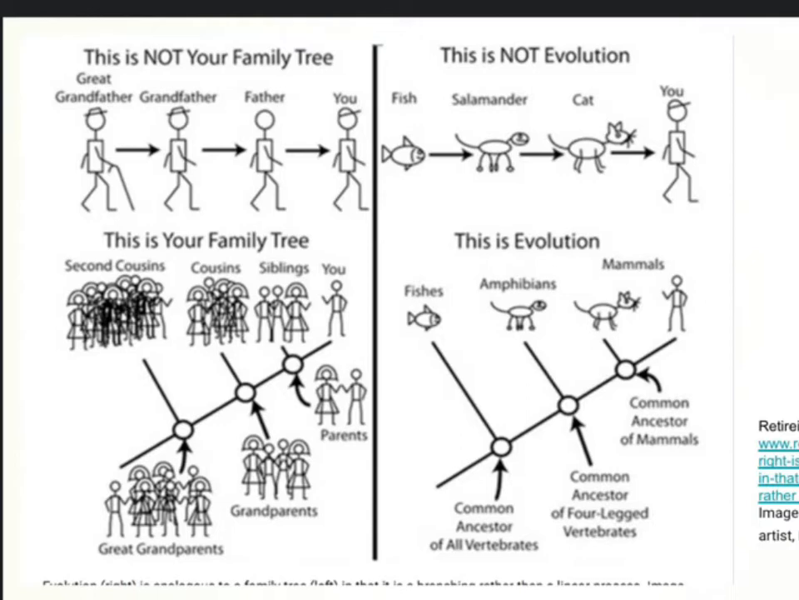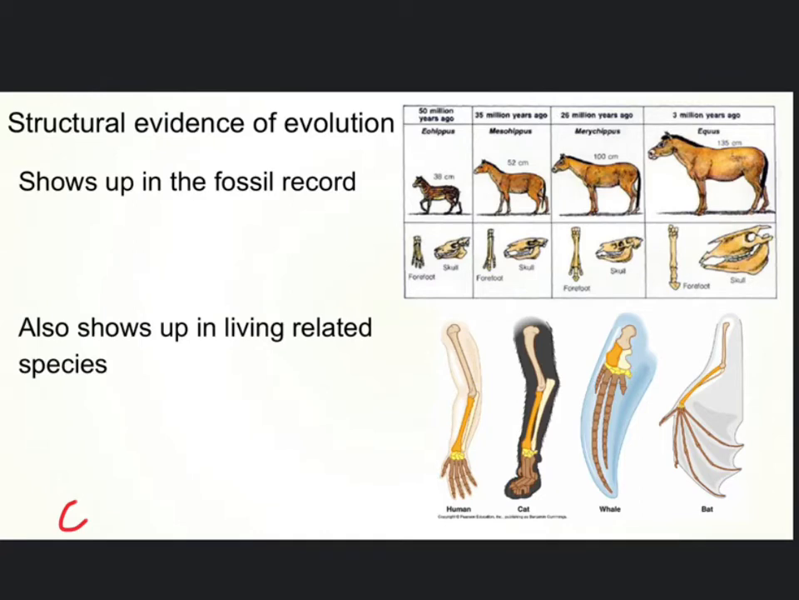So similarly, when we talk about evolution, it's not a straight line. Fish don't become salamanders, become cats, become people. Evolution is a series of branching decision points where you share common ancestors, and the further back that common ancestor is, the less closely related two species are. Right now we're just talking about structural evolution and how structures show evolution.